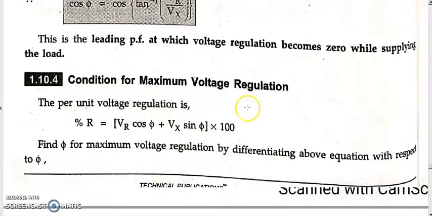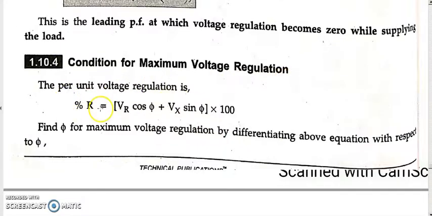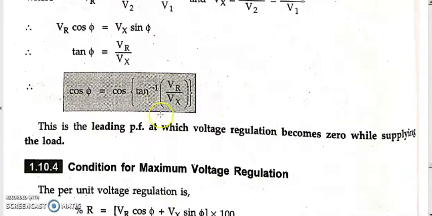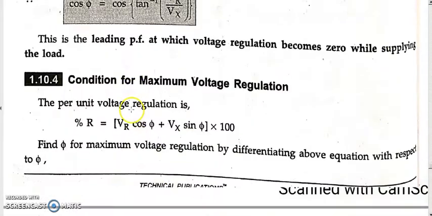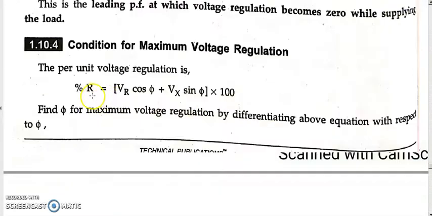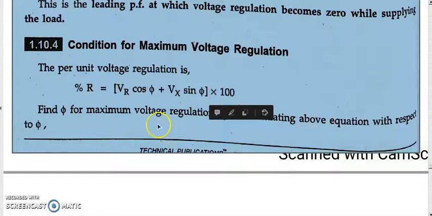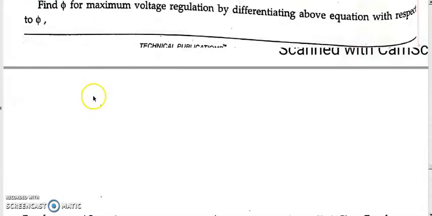Now coming to the condition for maximum voltage regulation. Already we discussed this. Again we have taken plus for lagging here, and minus is for leading. We can take any one of them to get the maximum voltage regulation. So percentage regulation equals VR cos phi plus Vx sin phi into 100. To get the maximum voltage regulation, I'm going to differentiate this percentage regulation with respect to phi. Phi is variable.